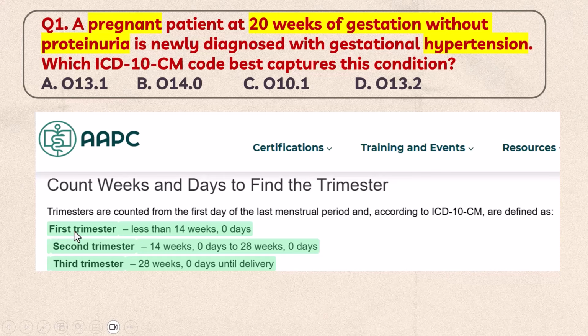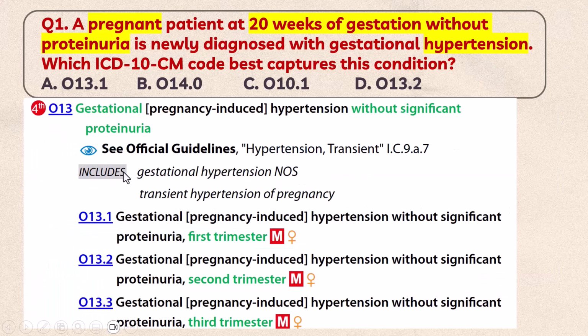So in this case, less than 14 weeks, that is up to 13 weeks, it is first trimester. From 14 to 28 weeks, it is called second trimester. After 28 weeks until the delivery, it is called third trimester. So when you consider this 20 weeks, it belongs to the second trimester. So you have to code this condition using the second trimester code.